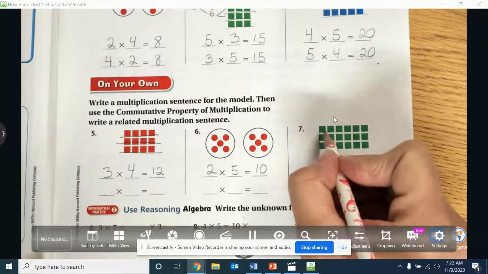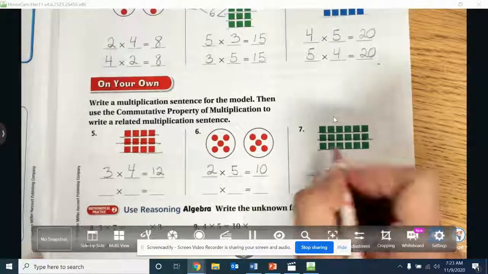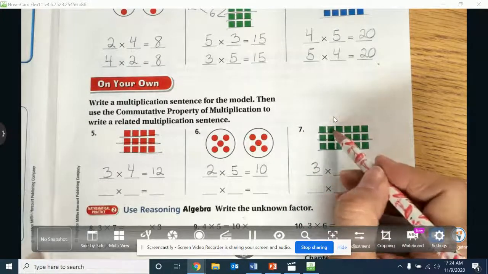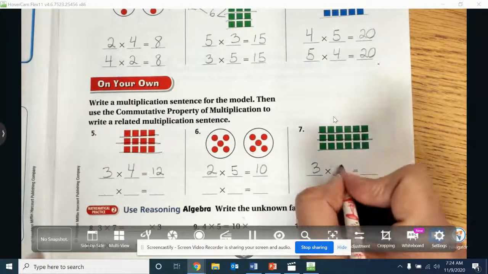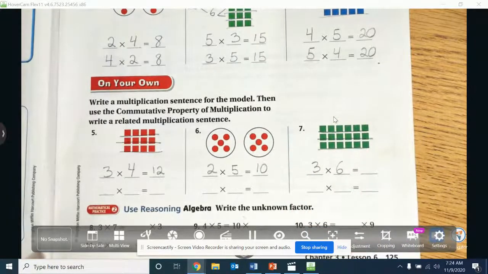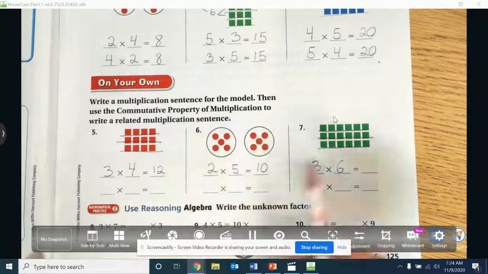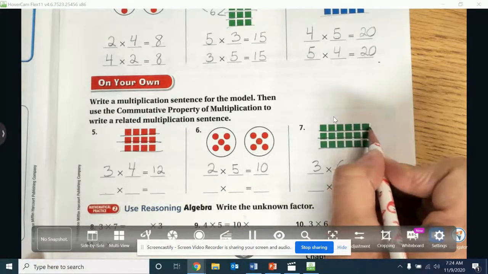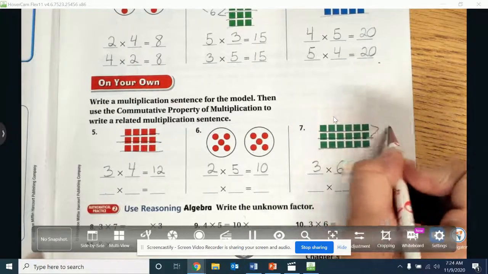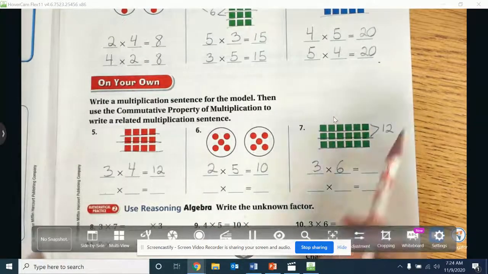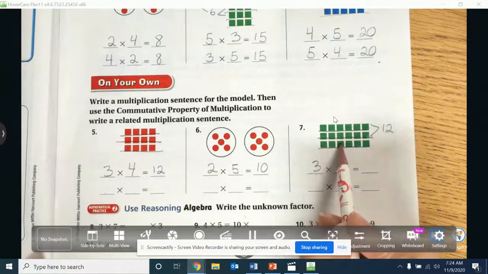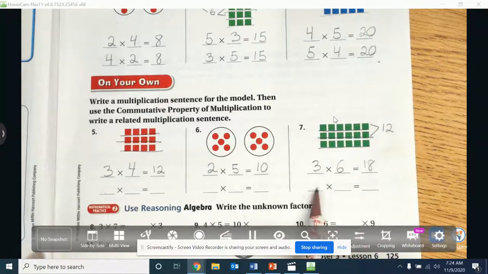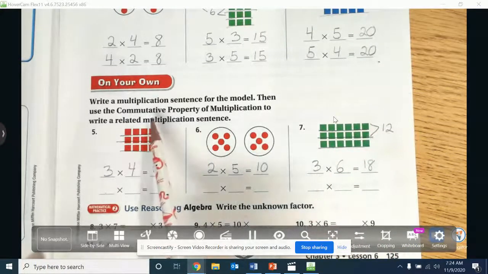Number 7, how many rows? 1, 2, 3. 3 rows times how many in each row? 1, 2, 3, 4, 5, 6. 3 times 6 equals, again, you can add 6 plus 6 plus 6, or 1 at a time. I know my doubles, so 6 plus 6 gives me 12. Now 12 plus 6, 13, 14, 15, 16, 17, 18. Now go ahead and write a related multiplication sentence using the commutative property.